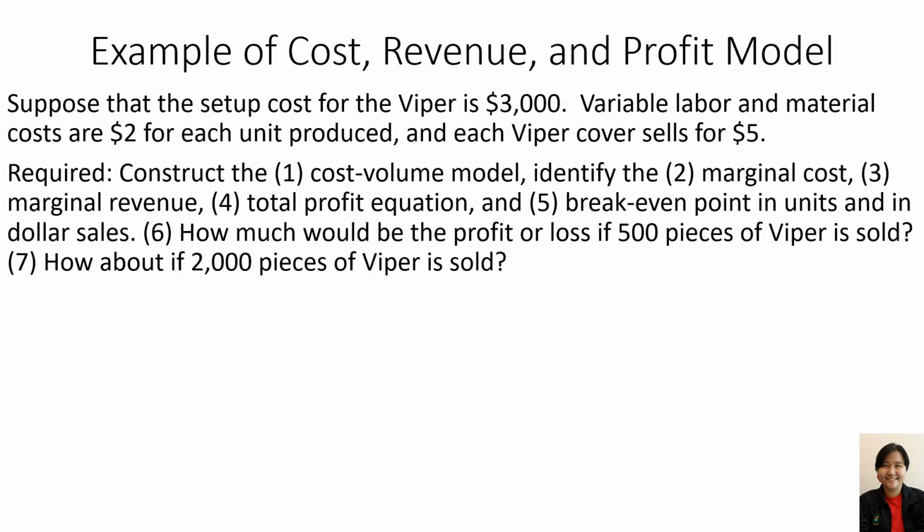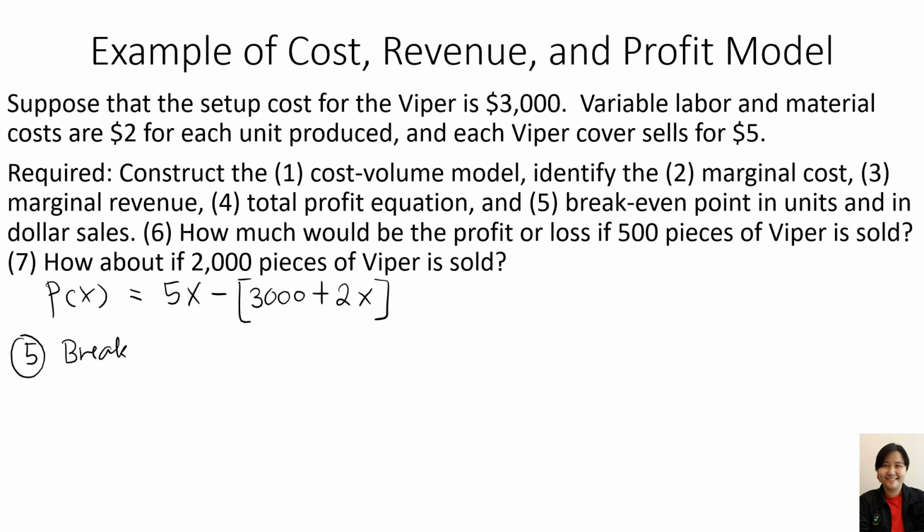Let us write down again the total profit equation, which is PX equals 5x minus (3,000 plus 2x), because that will help us answer the remaining 3 requirements. So for the fifth requirement, we are tasked to find the break-even point in units and in dollar sales. We know that break-even point is the point wherein the profit would be 0. So let us substitute into the equation. If PX is 0, then 0 equals 5x minus (3,000 plus 2x).